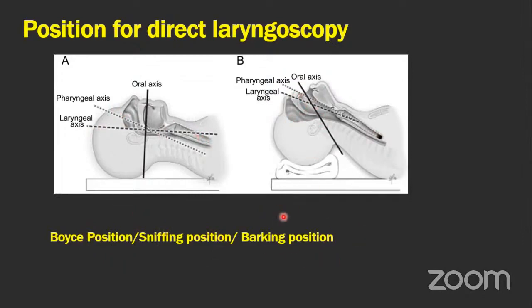These are the positions of direct laryngoscopy. All these are synonyms, same position. Flexion of neck on chest and extension of head on neck. Okay. So that this pharyngeal axis and laryngeal axis will be almost parallel. They will be in a straight line. Okay. So that is the position for a direct laryngoscope.